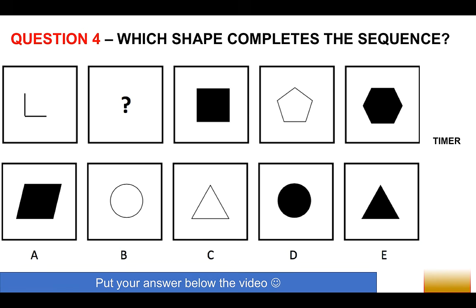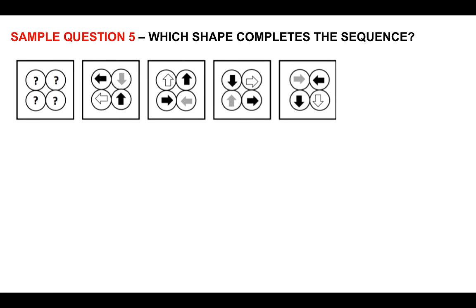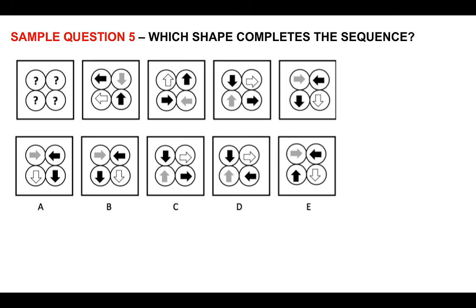So there's actually alternating things going on there, alternating colours perhaps, and then different sides on shapes. Question number 5, which shape completes the sequence? Now this is a tougher one, okay? Now look out for this, because this can happen quite a lot in abstract reasoning tests. So which shape completes the sequence?